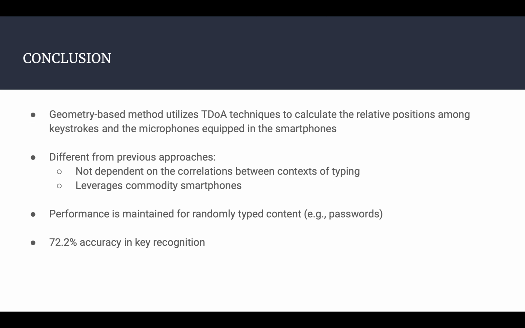So in conclusion, the geometry-based approach utilizes this time difference of arrival technique to calculate the relative positions among keystrokes and microphones equipped on standard smartphones. This is different from previous approaches in that it's not dependent on the correlations between the contexts being typed, and it leverages commodity smartphones. And it also is able to perform under randomly typed content, such as passwords. And overall, the researchers were able to achieve an accuracy of 72.2% in key recognition.